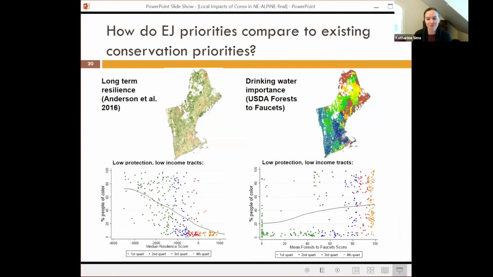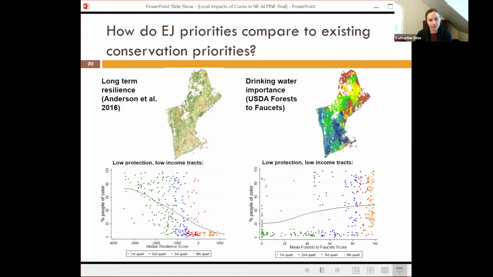Okay, finally, and this is my last analysis slide, we are also very interested in comparing prioritization based on increasing access for marginalized communities to prioritization based on ecological needs and priorities. So we've taken the land that is unprotected and undeveloped in each census tract, and we scored it according to commonly used ecological priority layers. Here are those for long-term ecological resilience and drinking water priority areas from the USDA's forest to faucets layer.